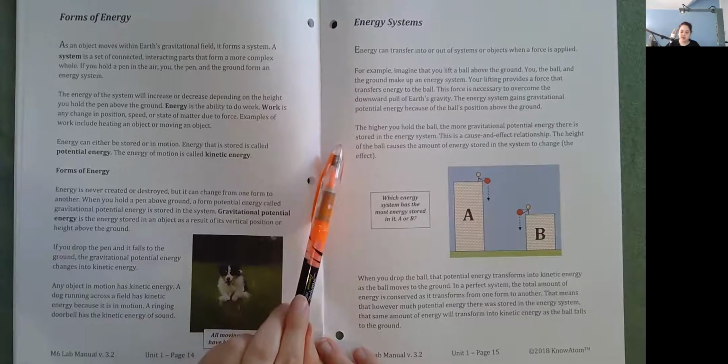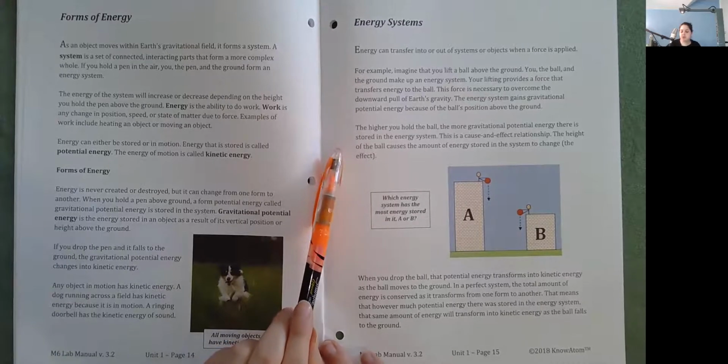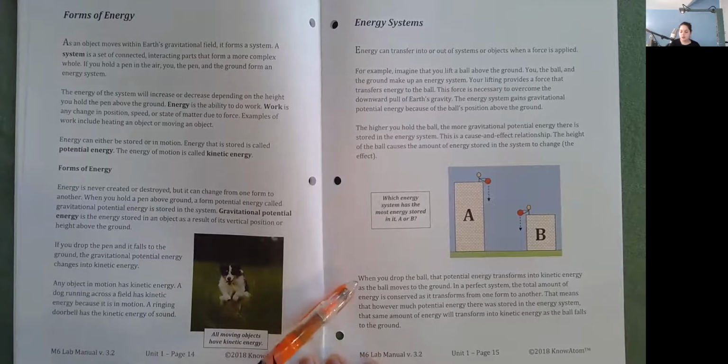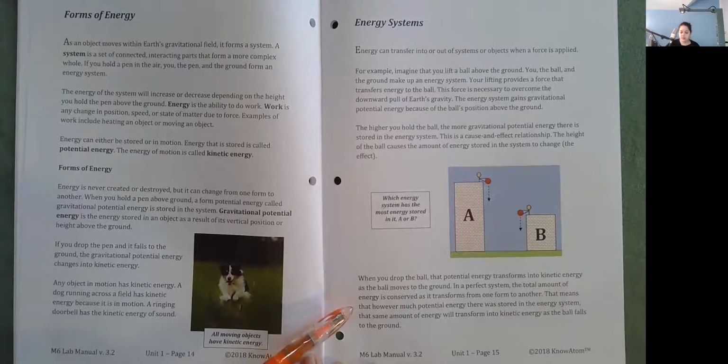This is a cause and effect relationship. The height of the ball causes the amount of energy stored in the system to change, the effect. When you drop the ball, that potential energy transforms into kinetic energy as the ball moves to the ground. In a perfect system, the total amount of energy is conserved as it transforms from one form to another. That means that however much potential energy there was stored in the energy system, that same amount of energy will transform into kinetic energy as the ball falls to the ground.